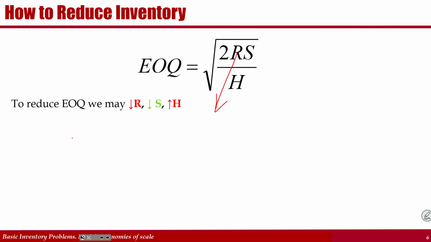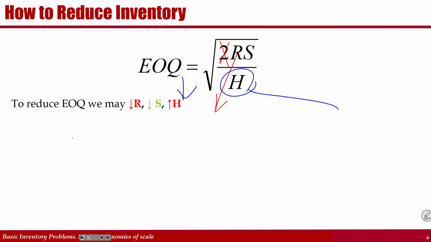One other way of decreasing EOQ is to throw away 2 and write EOQ equal to square root of RS divided by H. But we cannot do that because then it will not be EOQ. So another thing we can do is to increase H. Increase H, EOQ goes down. But what does it mean, increase H?